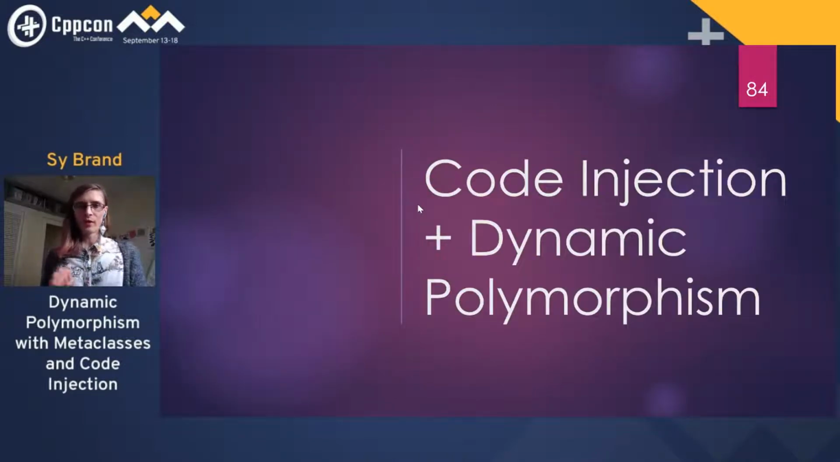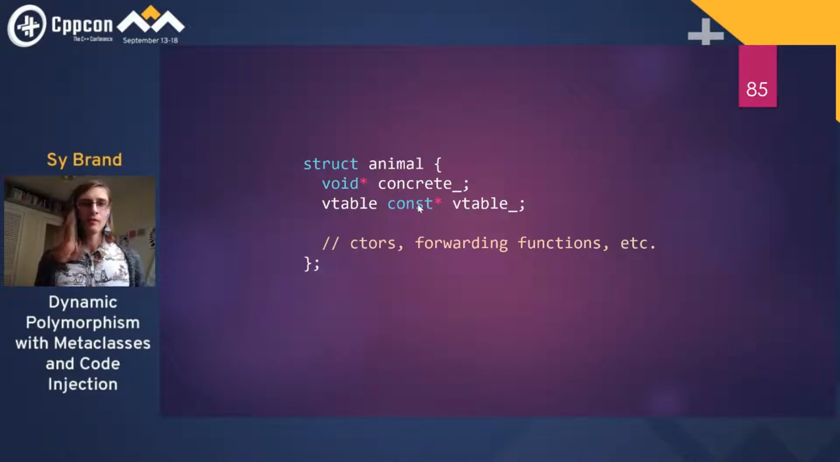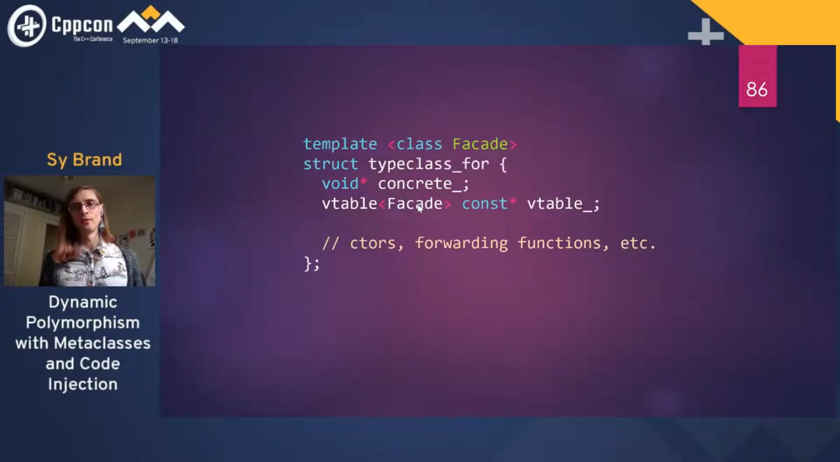Now we want to put code injection into dynamic polymorphism to generate all of that massive block of code which I showed, which I don't want to have to write every time. I want to generate that automatically. So here is our original animal type, which had the concrete pointer and the vtable pointer, and then all the constructors, forwarding functions, things like that. Now I want to make this general, so I'm going to change this into a template. I'm going to call it type class 4 because it's kind of like Haskell type classes or Rust traits.